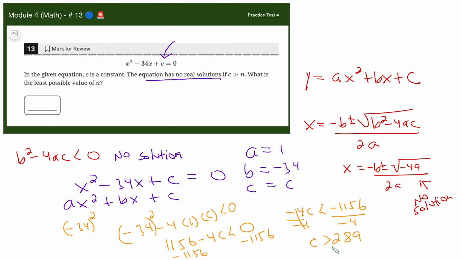So c is greater than N, meaning c is bigger than some number. And it asks, what is the least possible value of N? What's the smallest number that N can be? Well, if c is greater than 289, then N would be equal to 289, because that is the smallest number it could be.